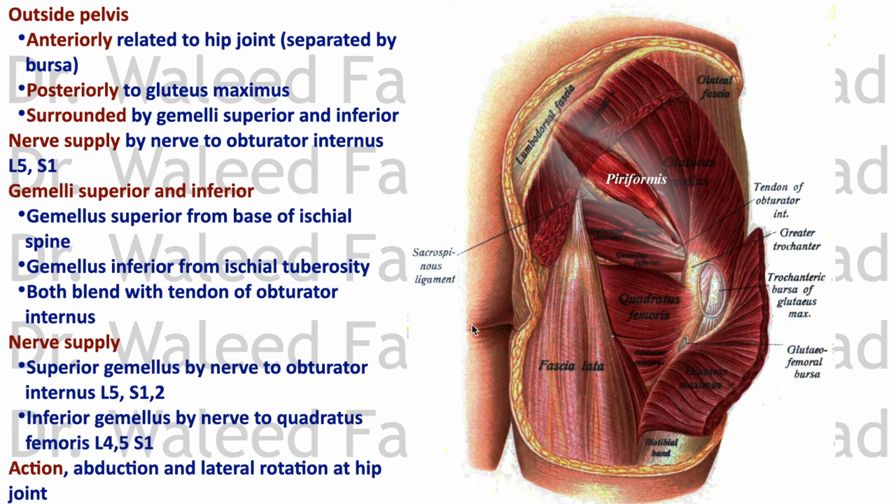The nerve supply of the gemelli: the superior gemellus together with the obturator internus, the inferior gemellus with the quadratus femoris. The superior gemellus takes the nerve to obturator internus, L5, S1-2, and the inferior gemellus by the nerve to quadratus femoris, which is the most anterior structure descending on the back of the hip joint. It's of L4, 5, S1. Okay.